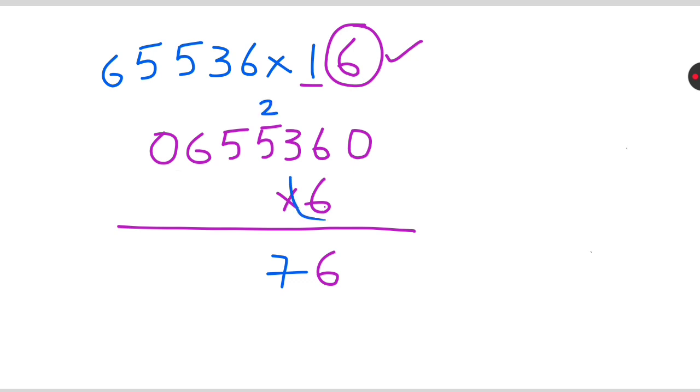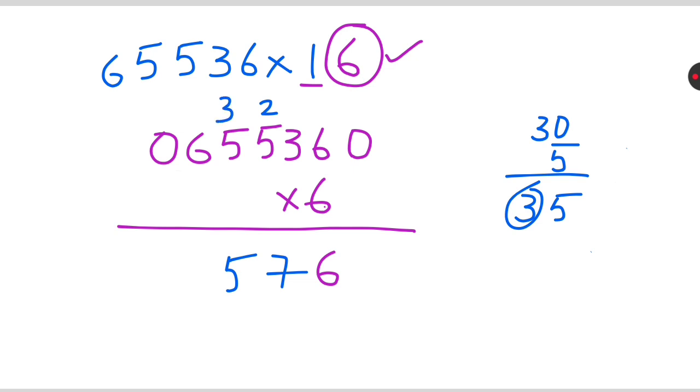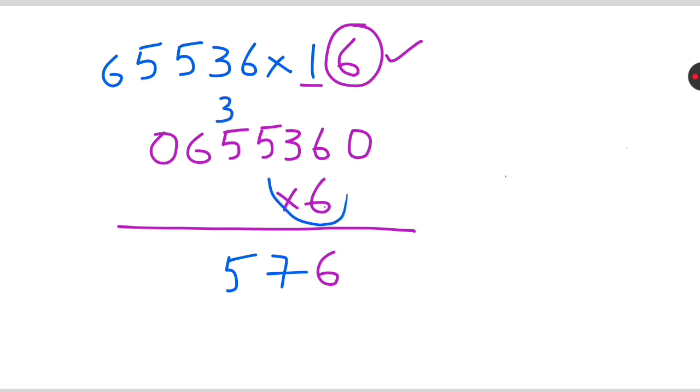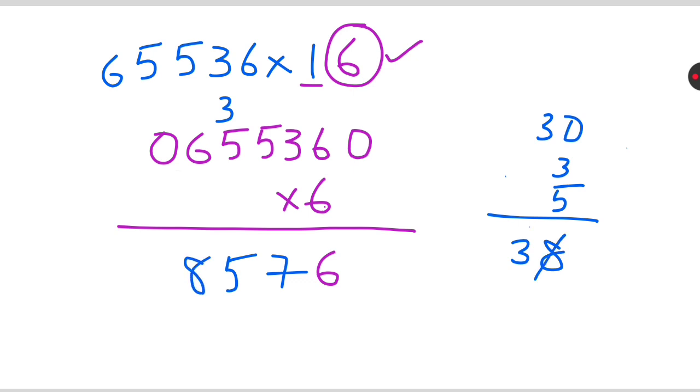Now you have to do it with 5. 6 times 5 is 30. To the 30, add the carry number and the previous number. 2 plus 3 is 5. 30 plus 5 gives 35. So write 5 down and carry 3 to the top of the 5. Now 6 times 5 is 30. Then add the carry number 3 and the previous number 5. We will get 38. So write 8 here and carry the remaining 3 to the top of the 6.